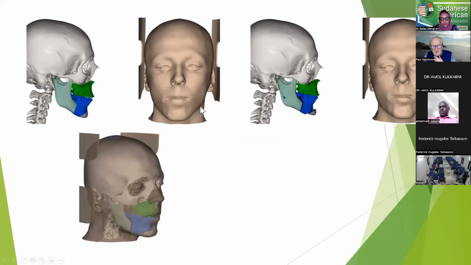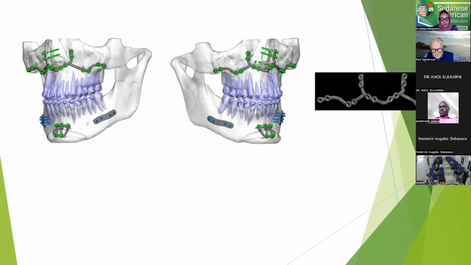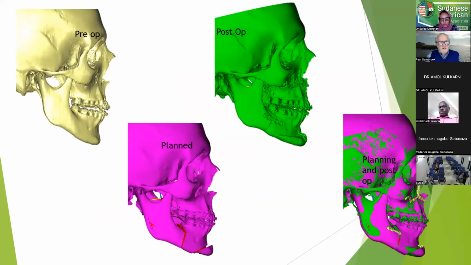Again, the soft tissue envelope is not a great way of looking at these because the CT scan does not predict soft tissues very well. So this is the sorts of things that we were doing. We were looking at the pre-op, the planned, the post-op, and then looking at the planning and the post-op and looking at where in superimposition these may have changed.